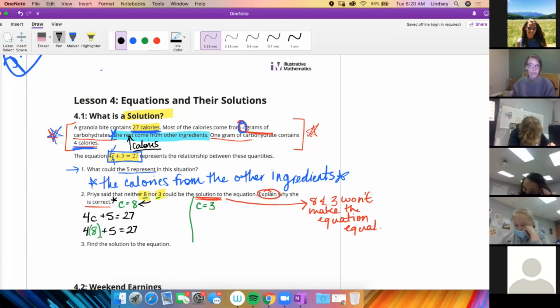Okay, what's 4 times 8? 32. Good. Is 32, what's 32 plus 5? 37. All right, does 37 equal 27? No. Nope, it does not. So can we see that it did not make the equation equal? Y'all see that that's not a solution? Yep. Okay, so no, 8 is not a solution.